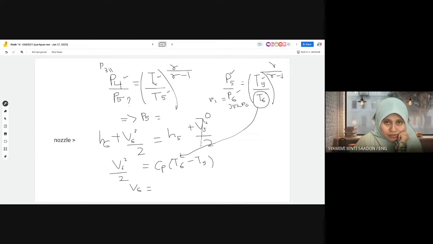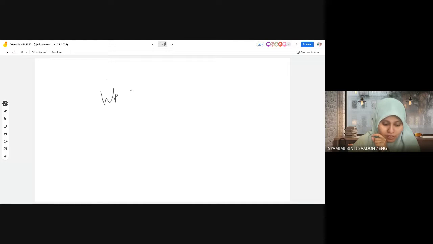The propulsive efficiency, you just need to use the formula, which is in this slide. Propulsive work first. The thrust work is m dot, which is given, times V at the exit, which is V6, minus the V at the inlet just now, V1. And the velocity of the aircraft is also V1. So you get the propulsive work.